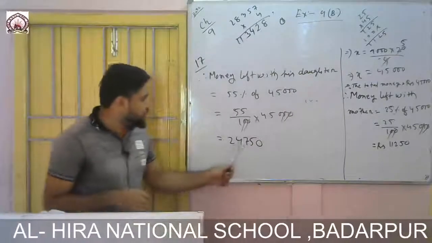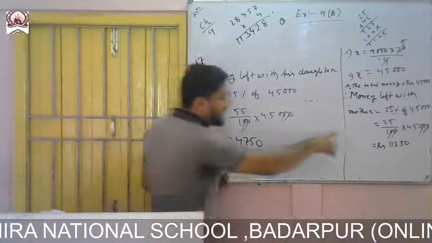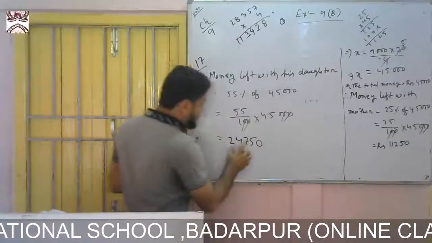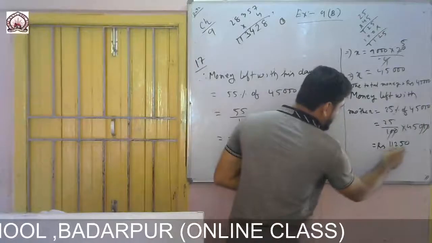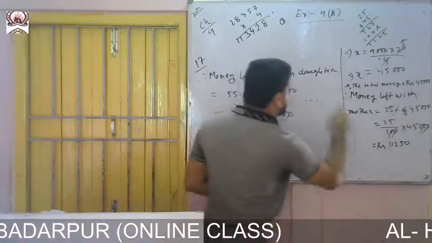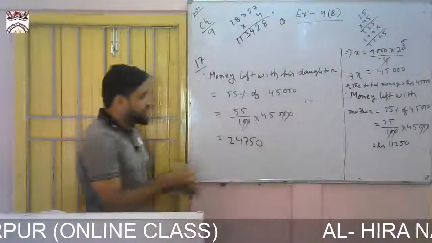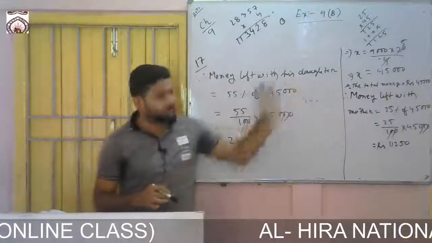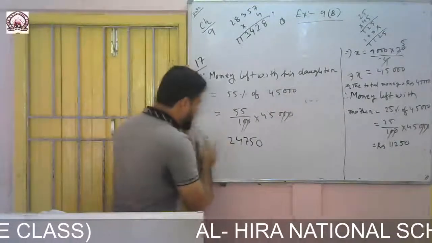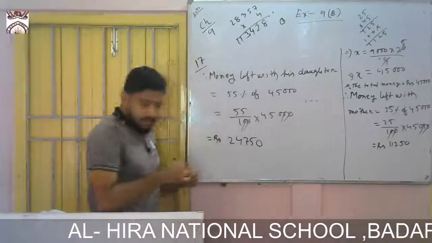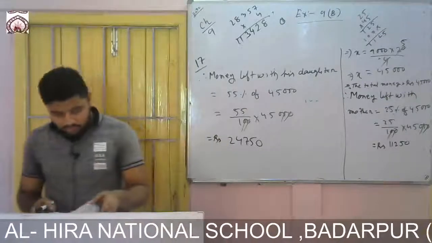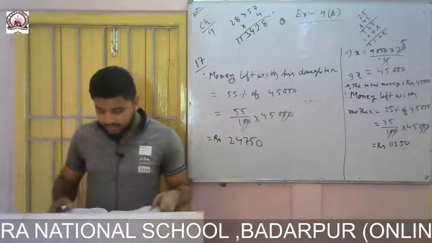Now if you add 24750, then 11250, 12345, 12345, 12345, then 9,000. If you add all of these, you will get 45,000. So here you write rupees, okay? Now the exercise question is finished. Let me check.